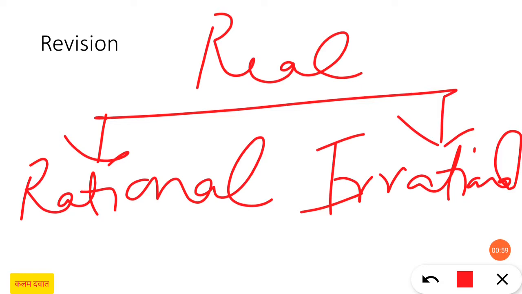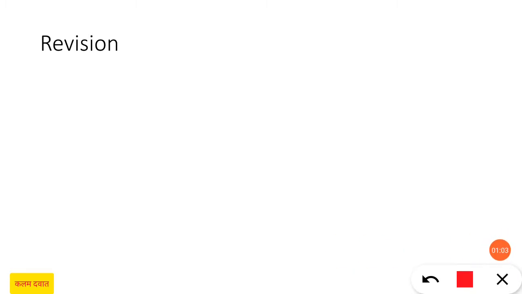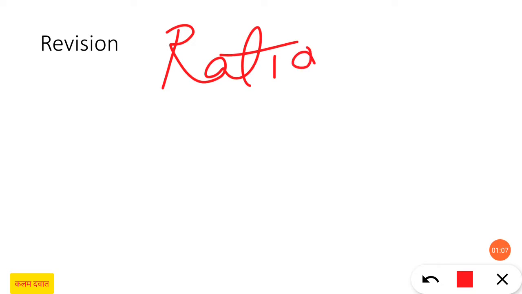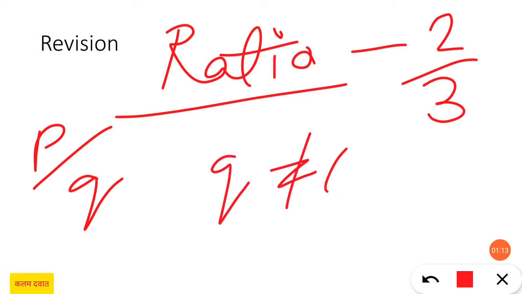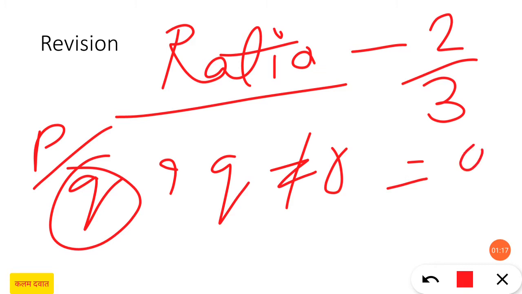First of all, see the rational numbers. As is clear from the name, rational numbers are those which are in the form of a ratio, like 2 upon 3 or p upon q, where q is not 0. The denominator should not be 0 in any case. The numerator can be 0: 0 upon 1 is a rational number, but 1 upon 0 is not a rational number. It is undefined.